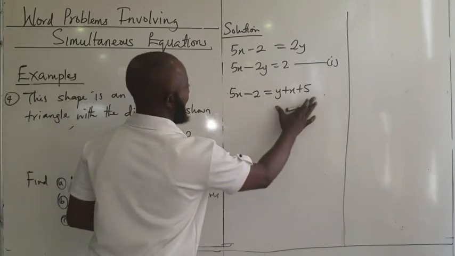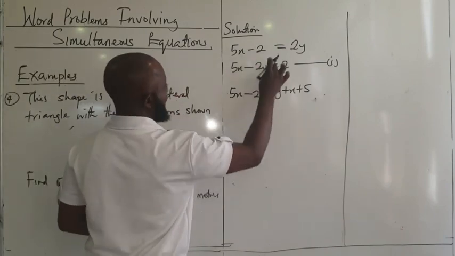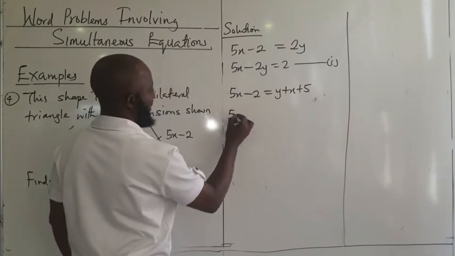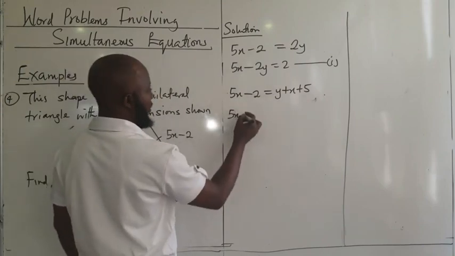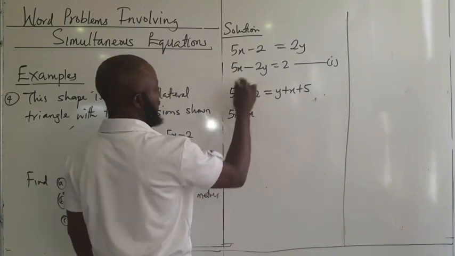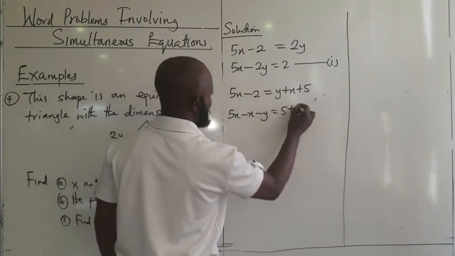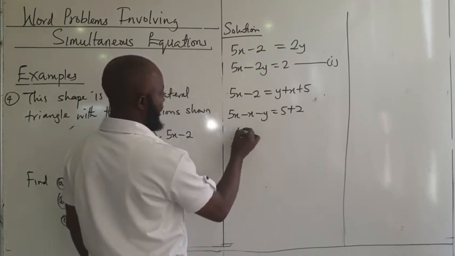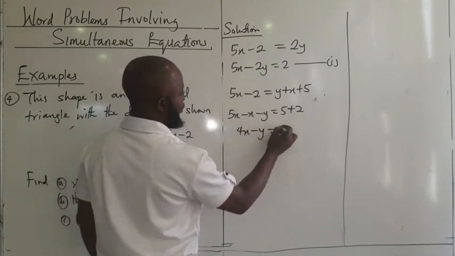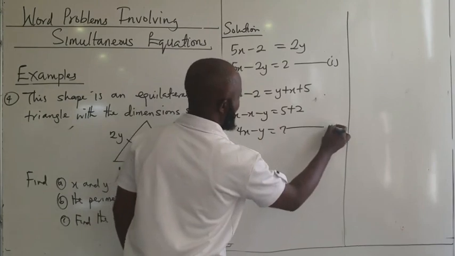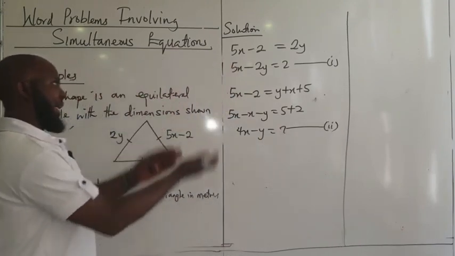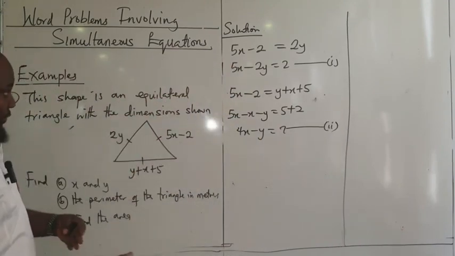So what we're going to do here, let's solve this one to be in the same format with this one. That's going to be 5x. This x will come and become minus x. This one will come and become minus y equals to 5. This 2 will come and plus 2. So that means we have 4x minus y equals to 7. This will become equation 2. So we can then combine the two equations together and solve them simultaneously.